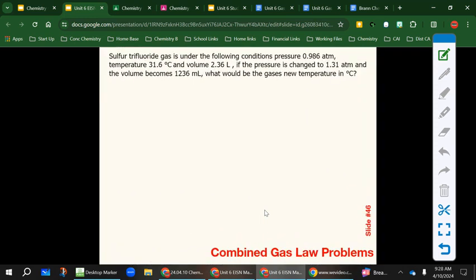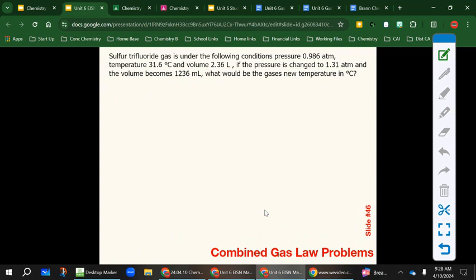So, sulfur trifluoride gas is under the following conditions. Pressure, 0.986 atmospheres. Temperature, 31.6 degrees Celsius. Volume, 2.36 liters. What if the pressure is changed to 1.31 atmospheres and the volume becomes 1,236 milliliters? What will the new gas's temperature be in Celsius?